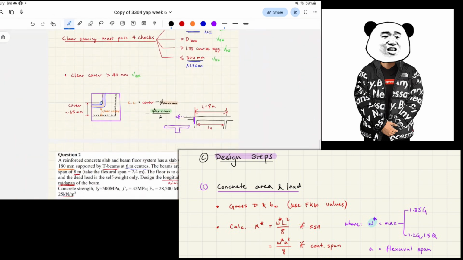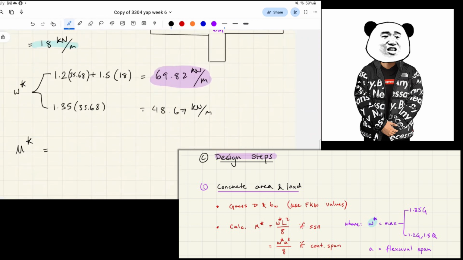So for that number, this is basically from solid mechanics. It's just the equation to find the bending moment of a simply supported beam. But there are a few differences. The first is that you have to use the factored distributed load, which we've just calculated as 69.82. And the other thing is that for L, you should put in the flexural span.